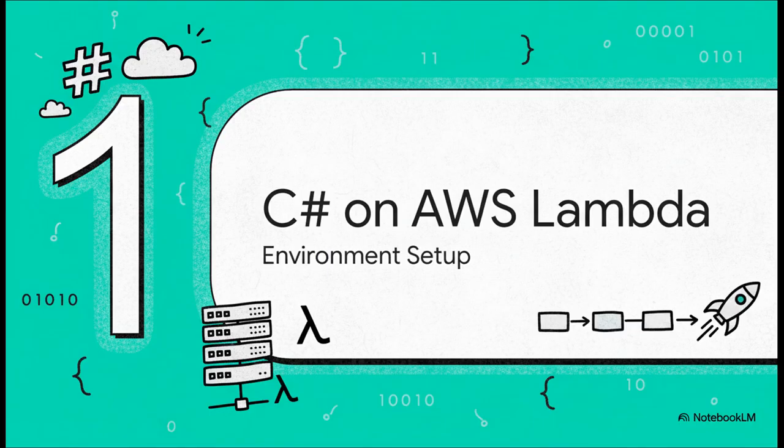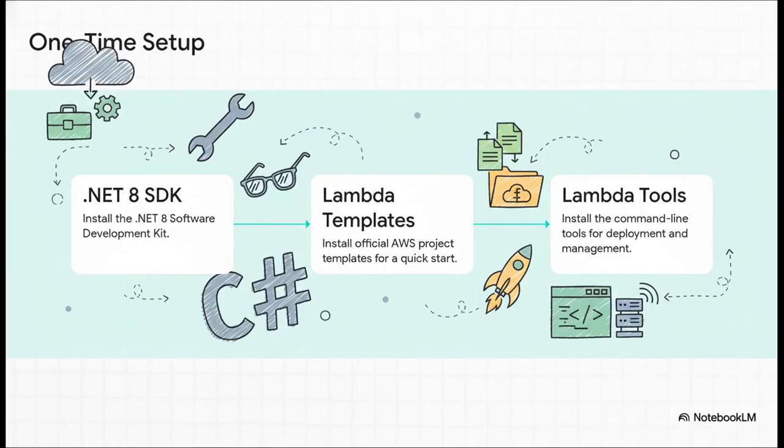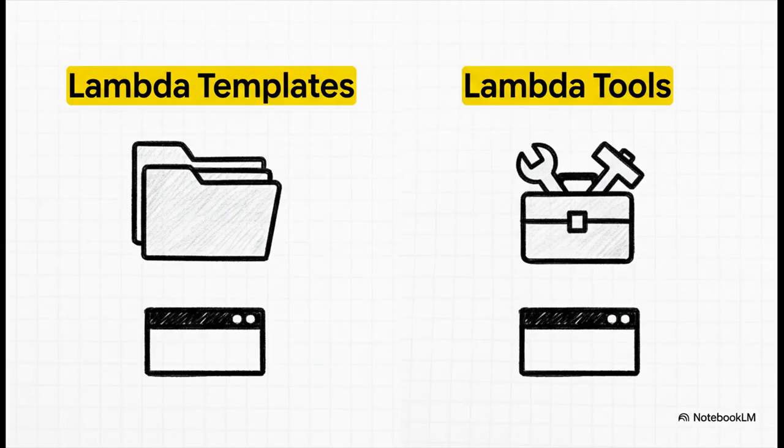All right, first things first, we've got to get our dev environment ready to go. And honestly, the good news here is that AWS has made this super easy for us .NET folks. So before we even think about writing code, there are just a couple of quick one-time things to install. You'll need the .NET 8 SDK, obviously, and then we'll grab the AWS Lambda templates and the command line tools. That's it. And these are the two magic commands you'll need.